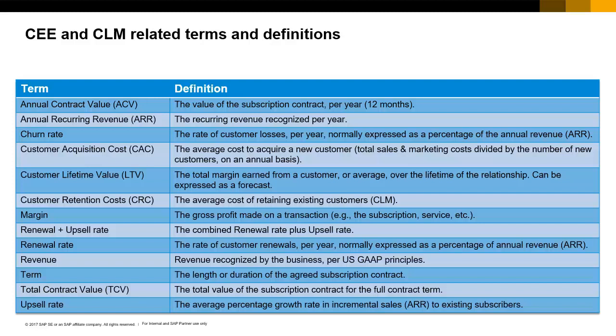Total contract value, or TCV. The total value of the subscription contract for the full contract term. And finally, upsell rate. The average percentage growth rate in incremental sales to existing subscribers. Now that we have these terms defined, let's move on.